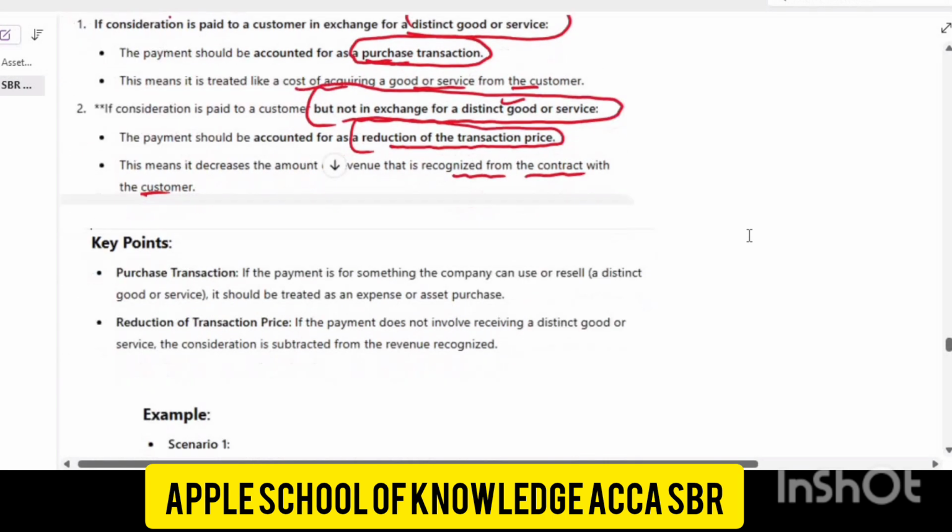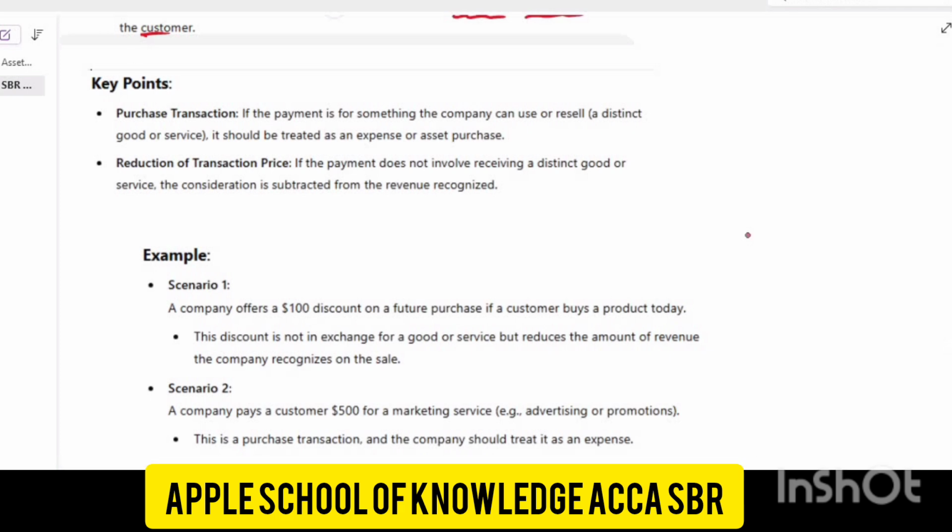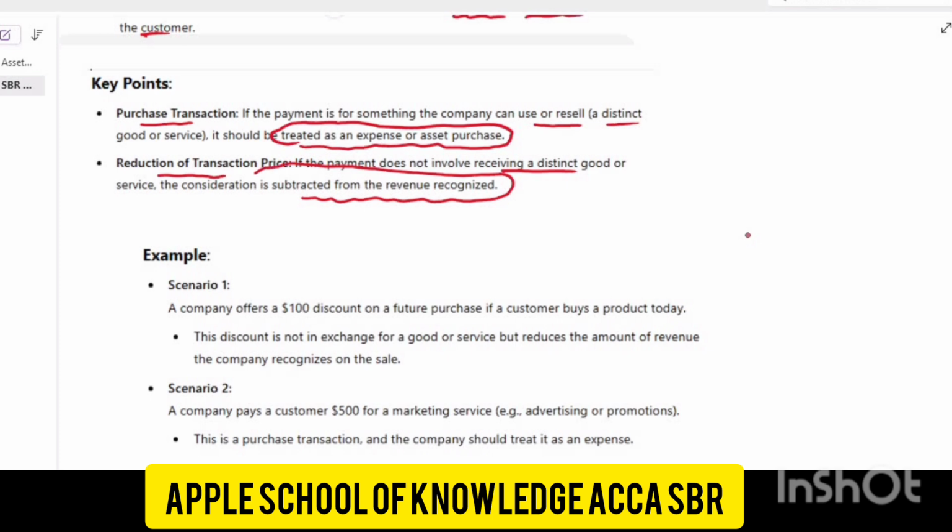So the summary of this factor is purchase consideration and reduction of transaction price. So if the payment is for something the company can use or resell, meaning distinct goods or services, it should be treated as an expense or asset purchase for the entity. If the payment doesn't involve receiving distinct goods or services, the consideration is subtracted from the revenue recognized.